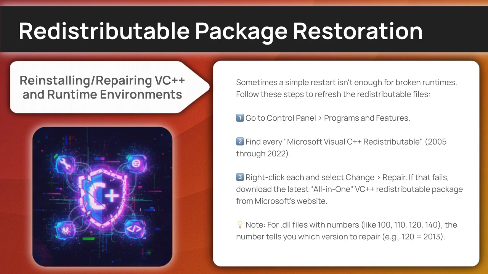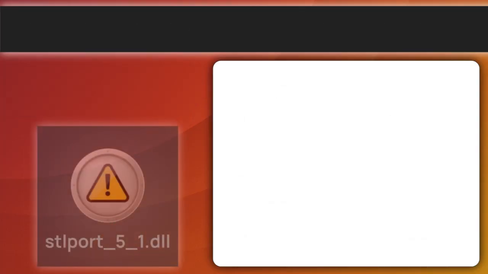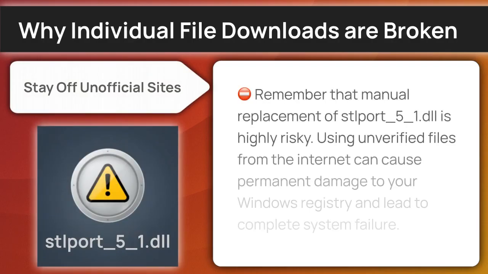Please note that for DLL files with numbers, the number tells you which version to repair. For example, 120 equals 2013. To ensure long-term stability, we should review the safety risks associated with unverified file sources. A professional word of caution: many domains offering standalone STLport version 5.1 DLL downloads are actually distributing modified binaries capable of logging keystrokes and compromising encrypted credentials.